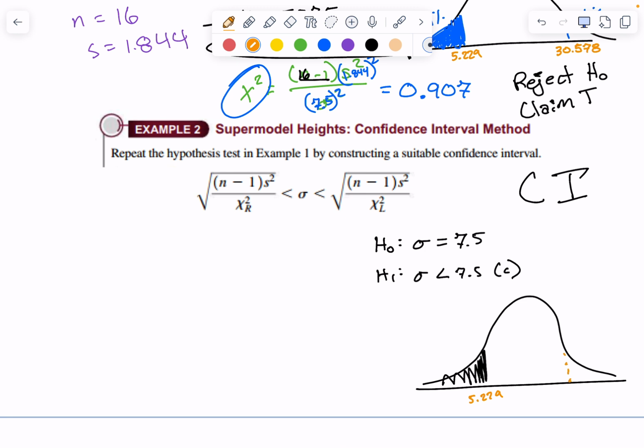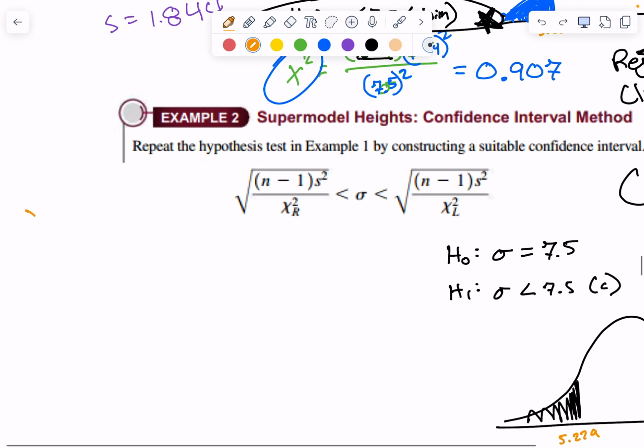I'm stalling for just a second. 30.578. All the same information applies, except we're doing this confidence interval style. So we're doing this formula right here, right? This is like this guy, sigma, lives between these two numbers, right? And normally this is set up so that we have x bar minus the error and x bar plus the error, right? Do we remember doing this?